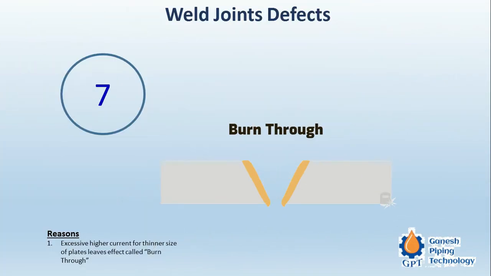Again, burn through means the plates get burned off and we cannot get good quality welding in that case. Excessive high currents for thinner plates lead to the effect called burn through. So that's the reason.